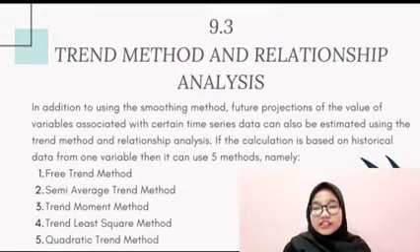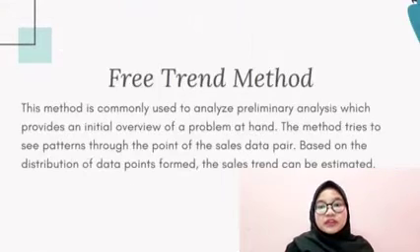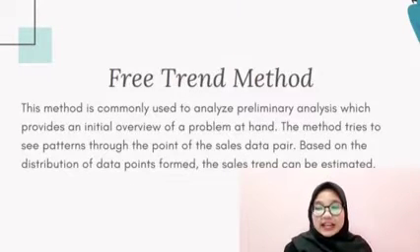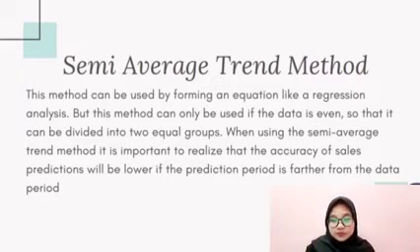If the calculation is based on historical data from one variable, then it can use 5 methods. First, free trend method. This method is commonly used for preliminary analysis, which provides an initial overview of the problem at hand. Second, semi-average trend method. This method can be used by forming an equation like a regression analysis, but it can only be used if the data is even, so that it can be divided into two equal groups.